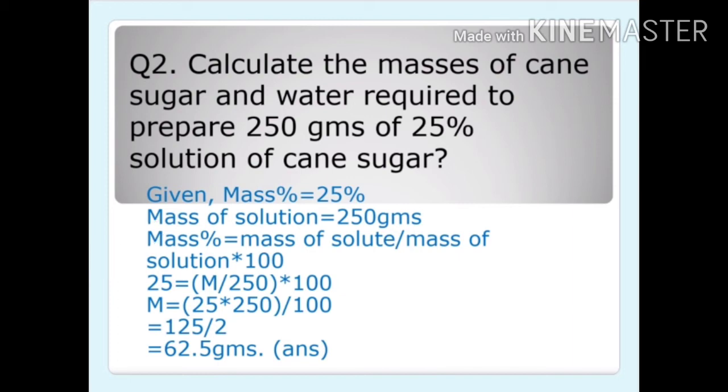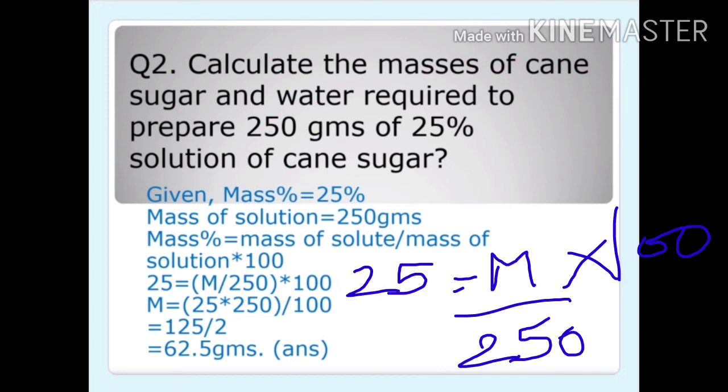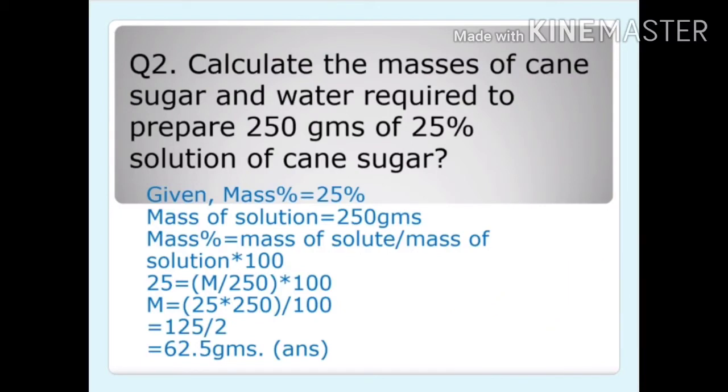So mass percent already हमारे पास है, so 25 is equals to mass of solute की जगह मैंने m लिखा है, m upon 250. 250 क्या है? Mass of solution already given है question में into 100. So when we're going to calculate this, तो m की value आएगी 62.5 grams. That means cane sugar का जो mass है वो क्या है? 62.5 grams. So this is your answer.